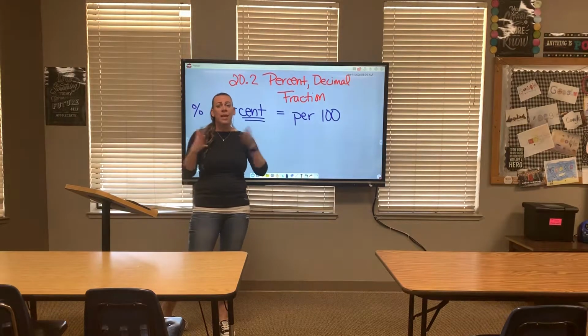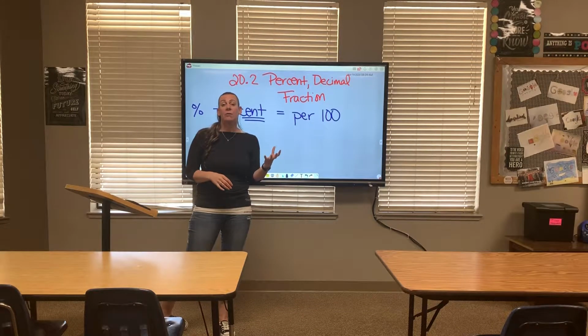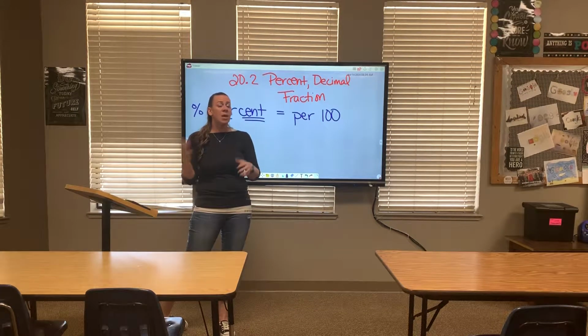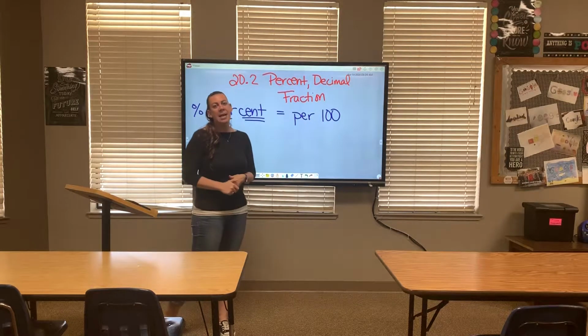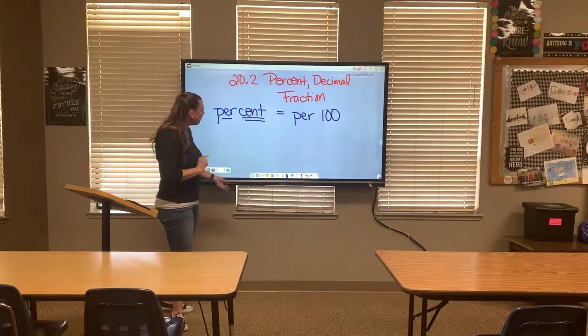So we're going to be rotating between the two. If we're given a percent, we will have to write that as a fraction and as a decimal. If we have a decimal, we'll have to write it as a fraction and as a percent, and then the other way around. So let's start with this.